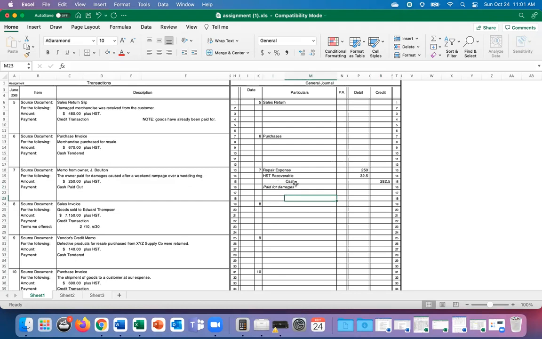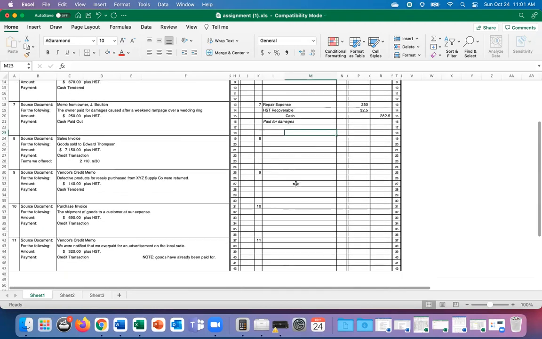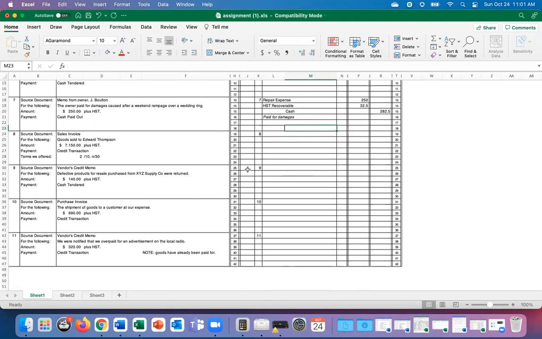Right. Good. The next one, the 4th transaction, June 8th. So this is from a sales invoice. Goods sold to Edward Thompson. So our business made a sale to this guy, Edward Thompson. We charged him $7,150 plus HST. And this was a credit transaction. All right, so those are our key pieces of information that we need to know here.